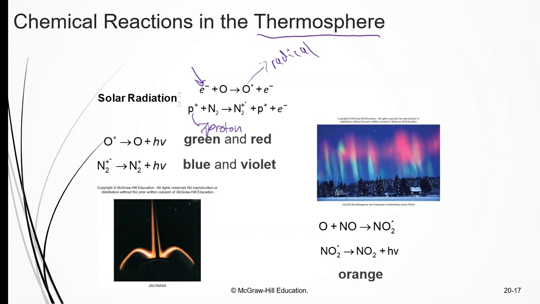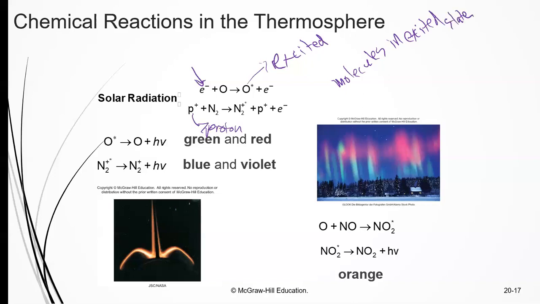Now, sorry, this isn't a radical. That was the wrong term to use. This is an excited oxygen atom. Right? And whenever there's that little asterisk, it means that we have an oxygen or a nitrogen or whatever it is, but it's a molecule that's got more energy in it than it should. So it means that the molecule is in an excited state. So it's got extra energy in there.